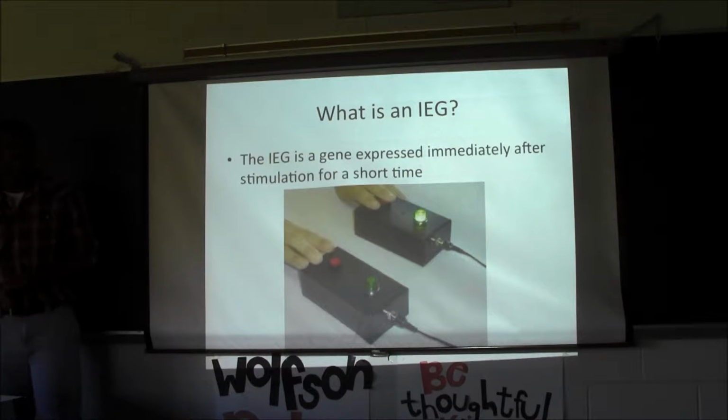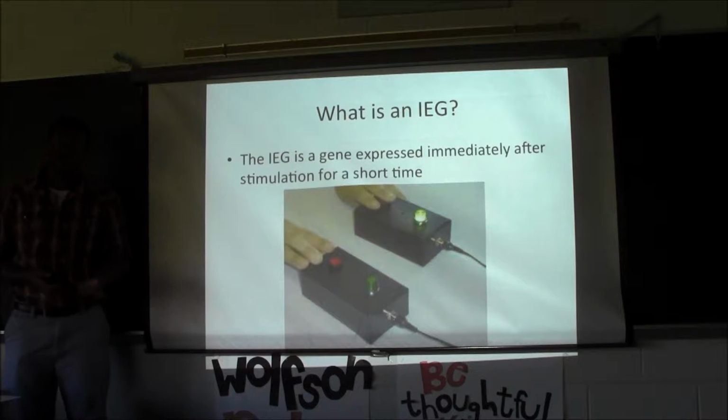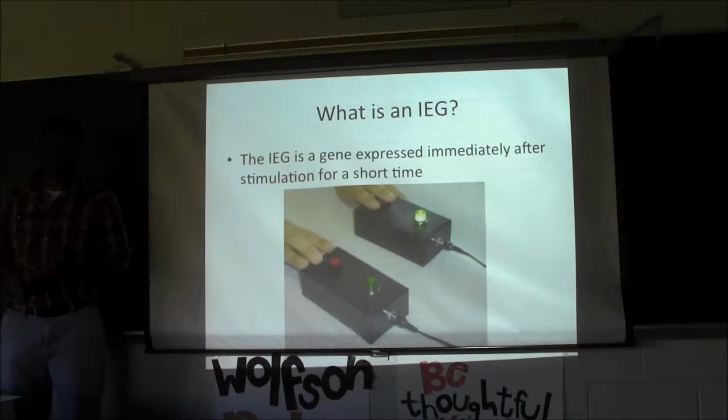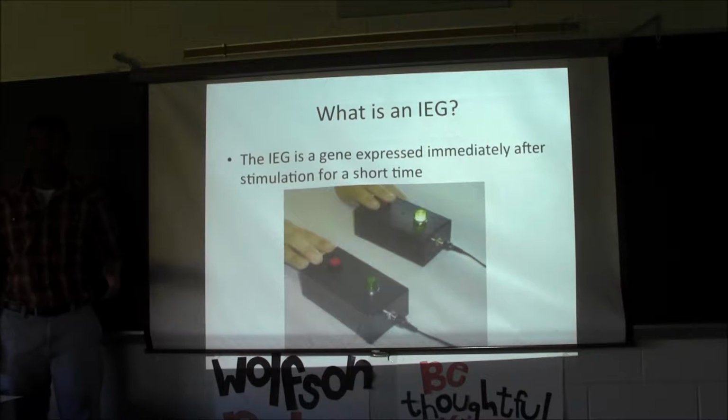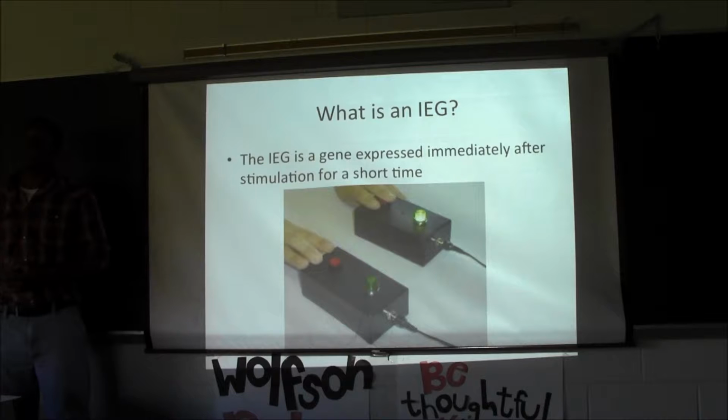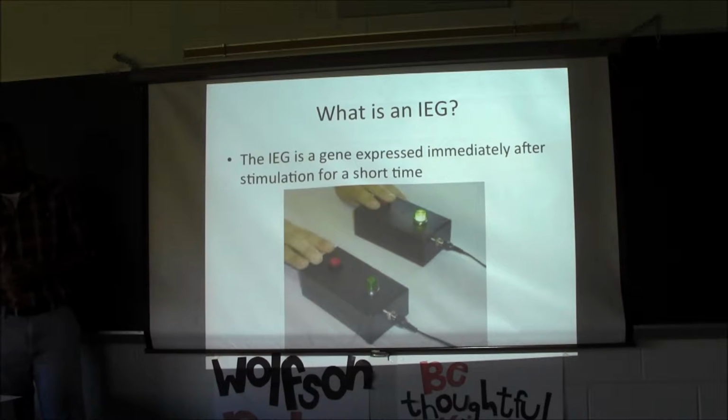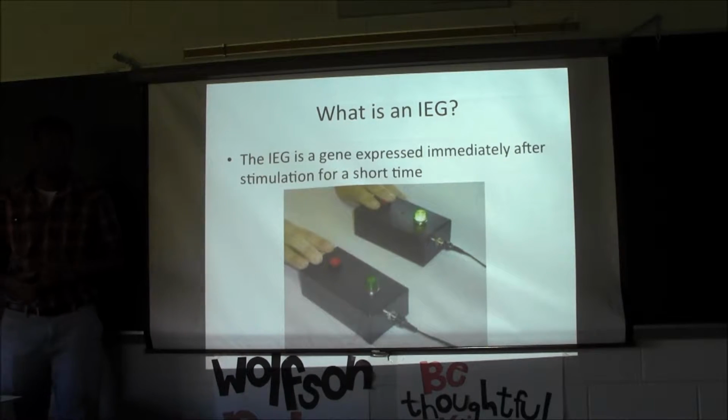Okay, and finally, what is an IEG? IEG stands for immediate early gene, and you can think of it sort of like a buzzer. When you have a buzzer, there's the button and the light, and when you hit the button, the light comes on for a quick period of time, right after you hit the button. An IEG basically is the light, and the cell stimulation is like hitting the button. So as soon as you stimulate a cell, an IEG is expressed immediately afterwards and for a very short period of time.